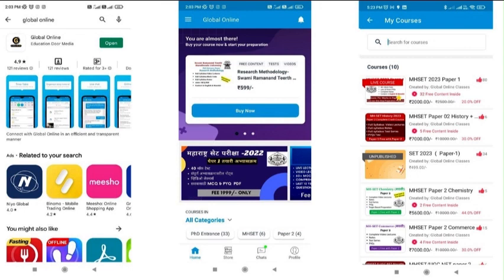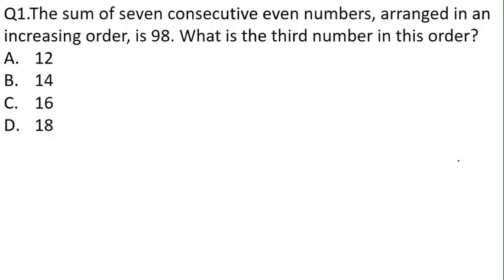Okay, so without any further ado, let us begin with the 75 most important questions of CTET paper 1 which were asked in the previous year question papers. The first question of today's lecture is asking us to find the sum of 7 consecutive even numbers, which is given as 98. We have to find the third number in this order. The options given here are 12, 14, 16, 18.